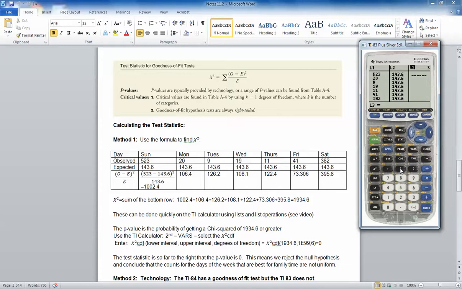So what we want, take our parenthesis, we want everything in list 1, because those are observed values, hit second and then the number 1, minus the expected values are in list 2, second, number 2, close our parentheses, we want to square that value, and then divide it by all of our expected counts, which are in list 2. Hit enter, and all those calculations will be done and in list 3. So there's our 1002.4, etc.